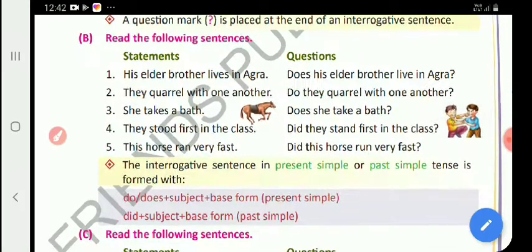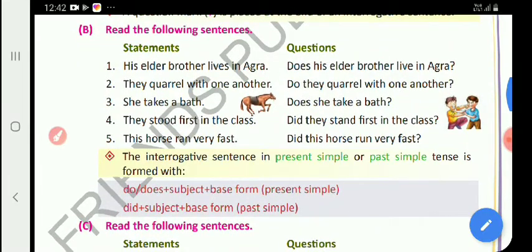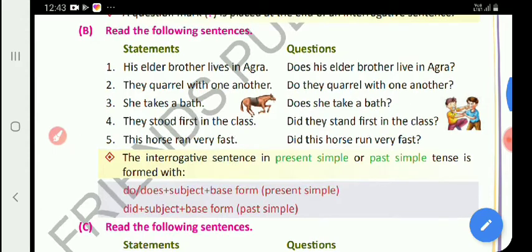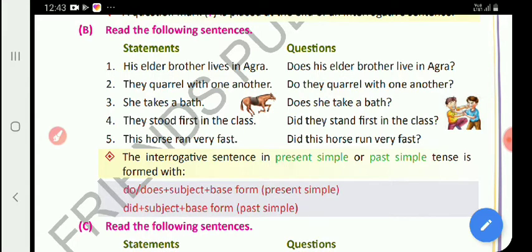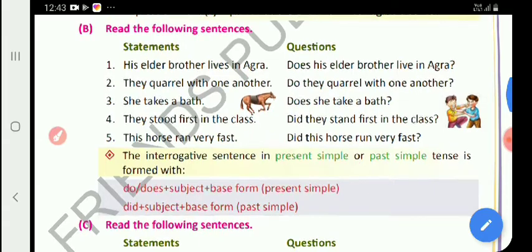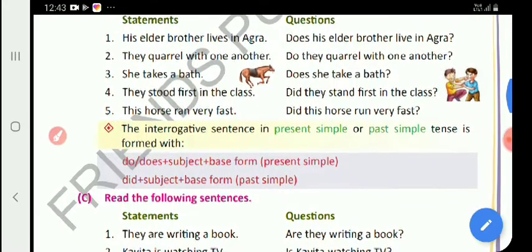Now, if the sentence is in past simple, for both the singular and plural subject, we take the helping verb did. Whether the subject is singular or plural, for both we take did. That is, did plus subject plus first form of the verb. In past tense, we get the second form of the verb. When we change that past simple tense into an interrogative sentence, my dear students, did plus subject plus base form of the verb, that is the first form of the verb. This much yesterday I had explained.